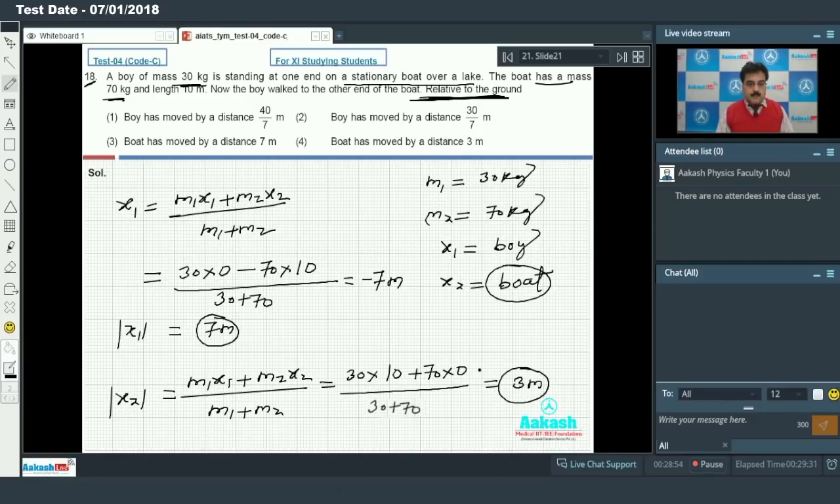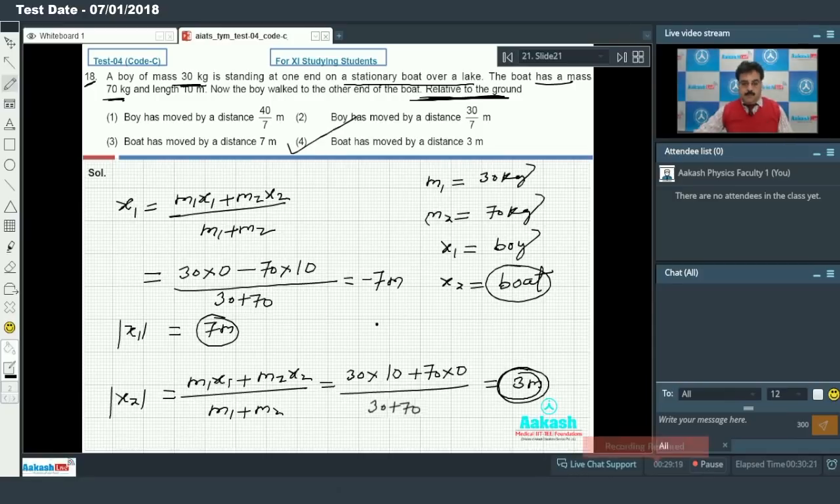Now let's talk about our options. Boy has moved by distance 40/7, no. Boy has moved by 30/7. Boat has moved by distance 7 meter, no. Boat has moved by distance 3 meter, yes. This is correct. So we can say my option number.